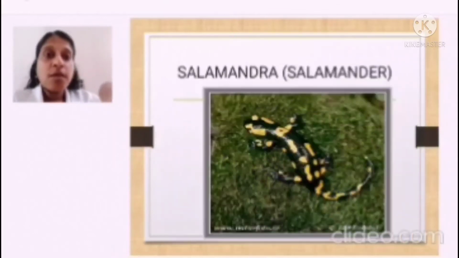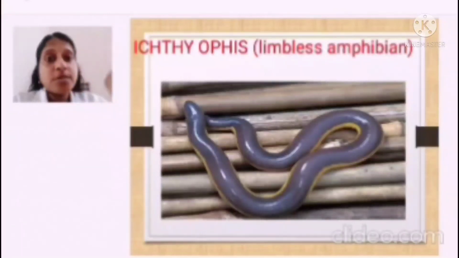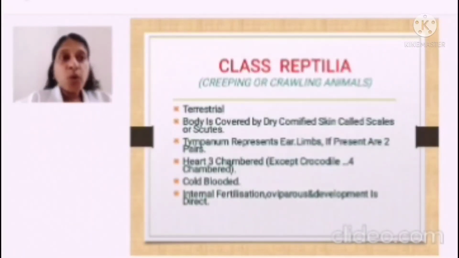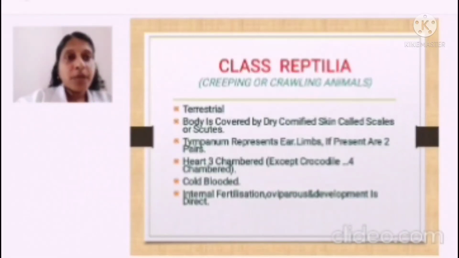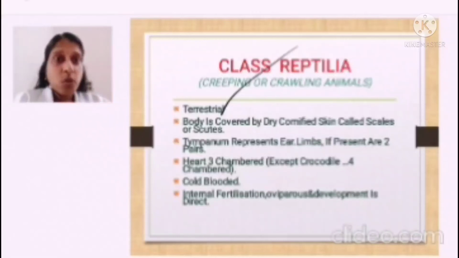These are all examples of what? The frogs, salamander, okay, limbless amphibians, right? So these are all examples of what? Amphibians. Now moving on to the class Reptilia, creeping or crawling animals, terrestrial, right? Reptiles, you know, lizards, crocodiles, right? Body is covered by a dry cornified skin, okay, a form of protein. So dry it is, not that wet.